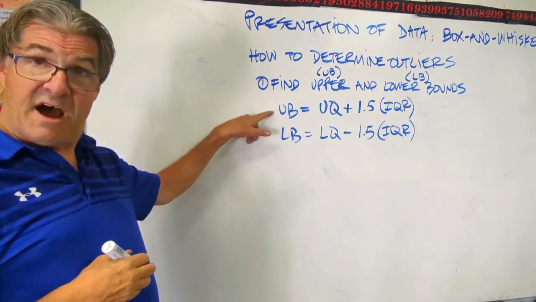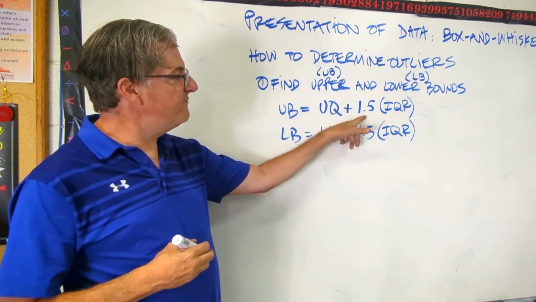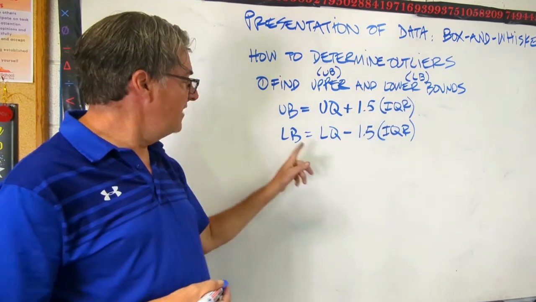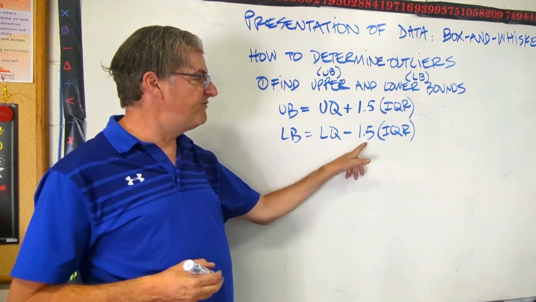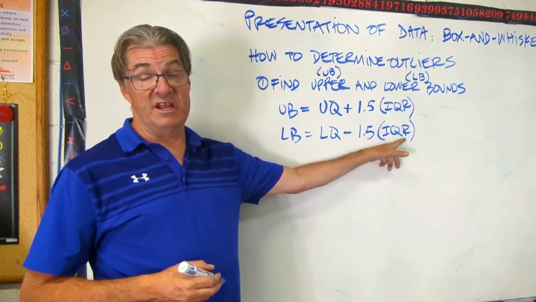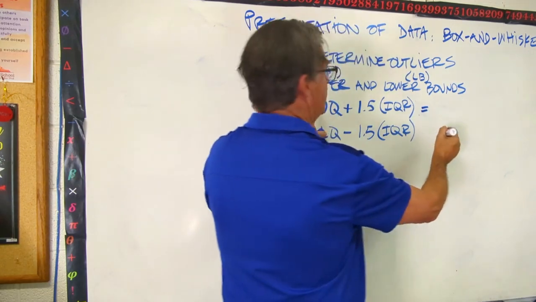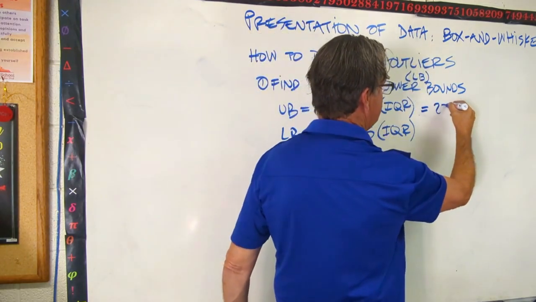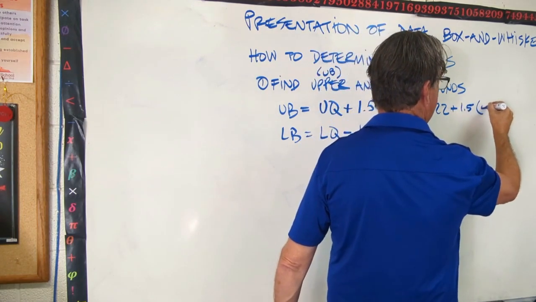Okay, so the upper bound is just the upper quartile plus 1.5 times the interquartile range. That's all. And the lower bound is just the lower quartile minus 1.5 times the interquartile range. So let's do that for our data set. So this is going to be the upper quartile. So the upper bound is going to be 22 plus 1.5 times 4.